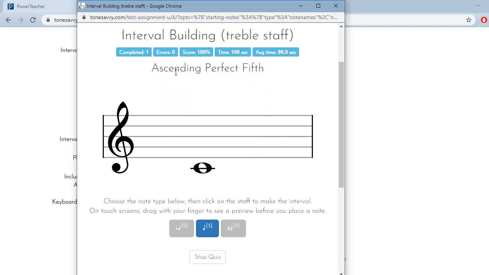Okay, now we need an ascending perfect fifth. I'm not going to do so much talking now, because we know from all the talking I have done that a perfect fifth above C is going to be G. 1, 2, 3, 4, 5. And we can hear it.